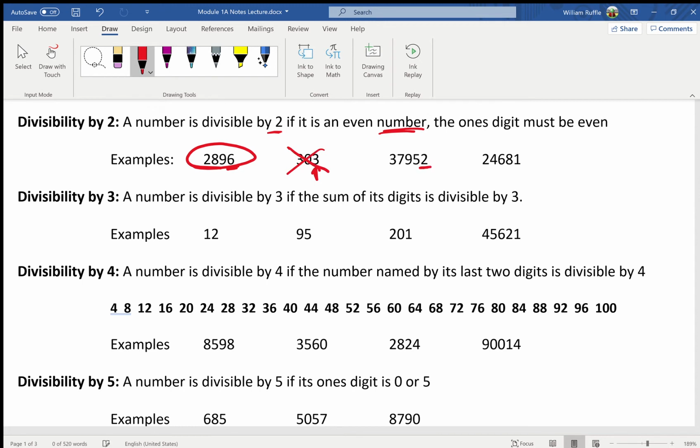This ends in a 2. Even though 3, 7, 9, and 5 are all odd, it doesn't matter. It's just the ones digit, so that is correct. And just the opposite: 2, 4, 6, and 8 are all even, but who cares? The ones digit is a 1, so it is not.